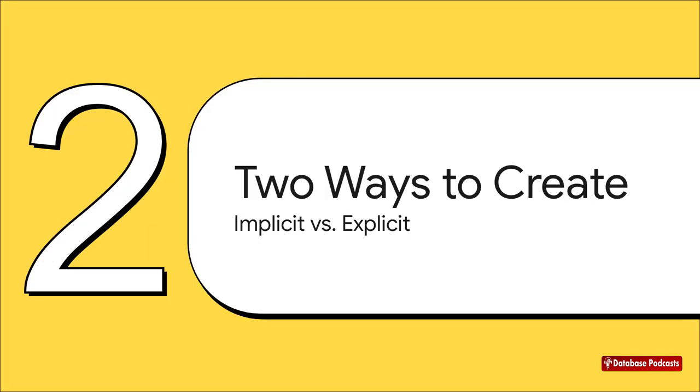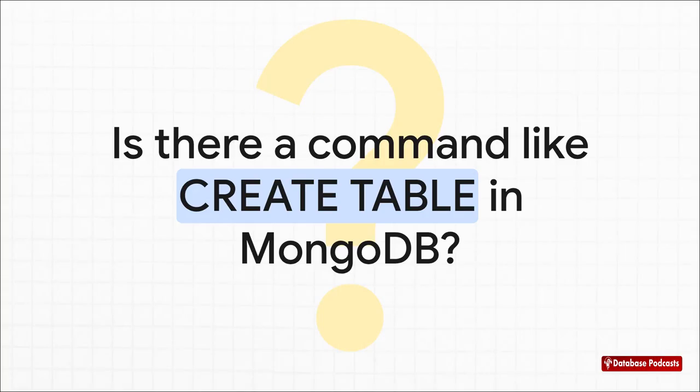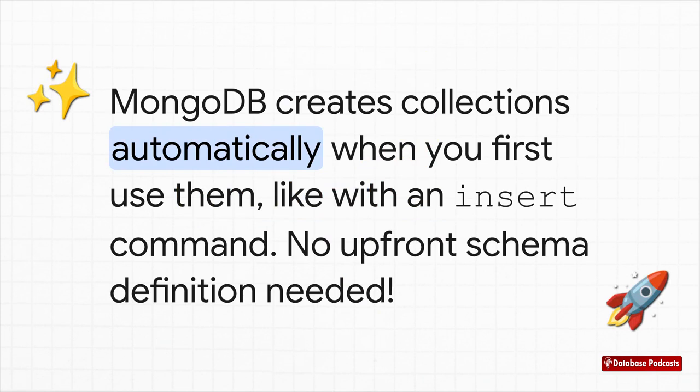Okay, now that we've got the lingo down, let's get our hands dirty. How do you actually make a collection? Well, it turns out MongoDB gives you a couple of ways to do it, and one of them is, honestly, surprisingly easy. And that's the natural next question, isn't it? You're probably thinking, okay, show me the create table command, where I have to define all my columns and data types before I can do anything. Well, here's one of the first really cool differences you'll notice. You don't always have to.